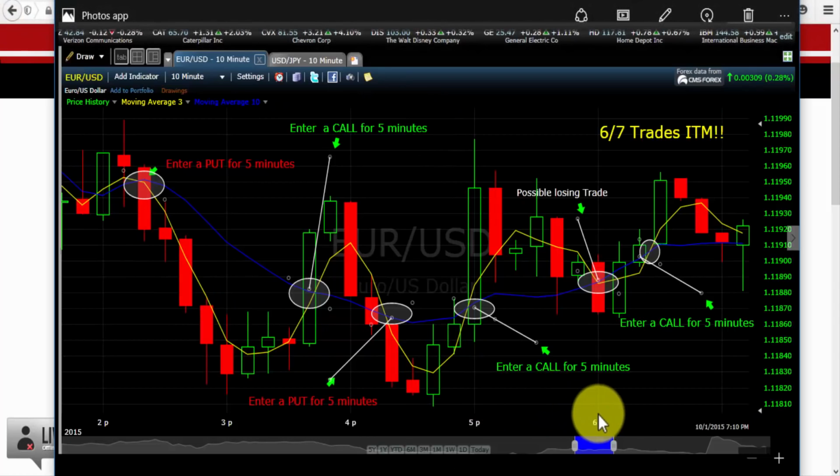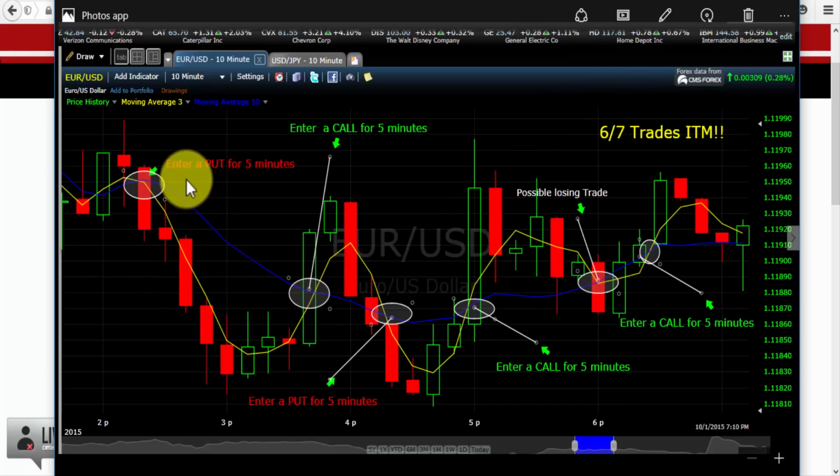So here's a screenshot I took of a trading session that I had on October 1st, 2015. Now, as you can notice, between the times of 2 and 6 o'clock, I made 6 out of 7 trades in the money. So I had a pretty good day.